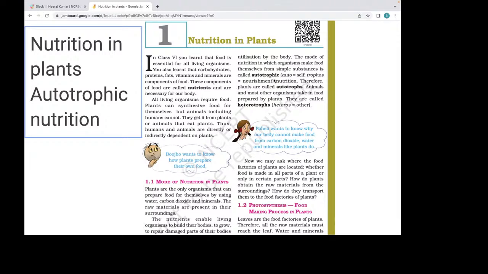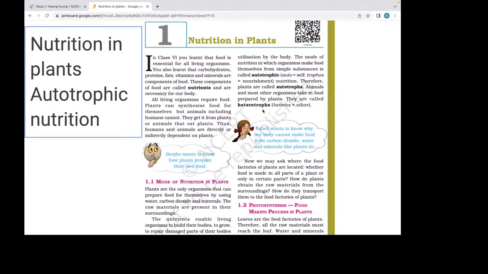So this kind of nutrition is called autotrophic nutrition, and that is why plants are called autotrophs, because they prepare their own food on their own. So the mode of nutrition in plants is autotrophic, and the plants are called autotrophs because they prepare their food by themselves. And animals and most other organisms take in food prepared by plants.